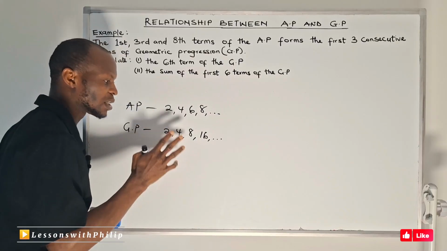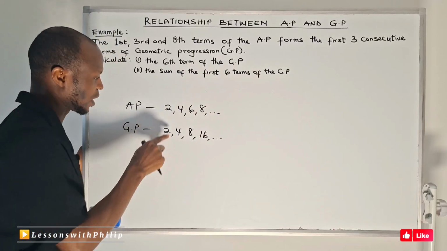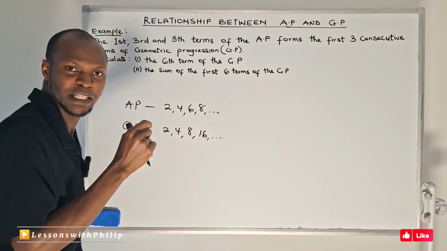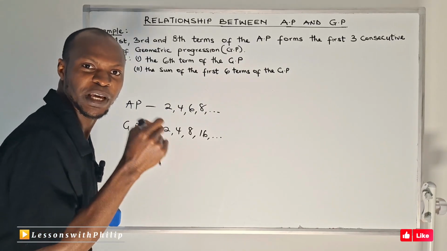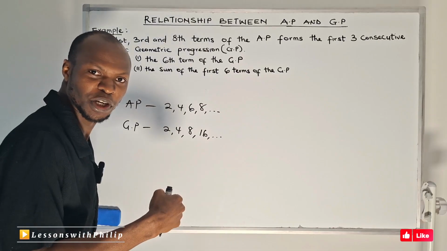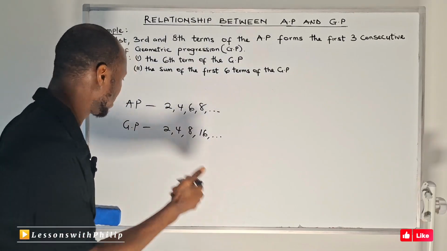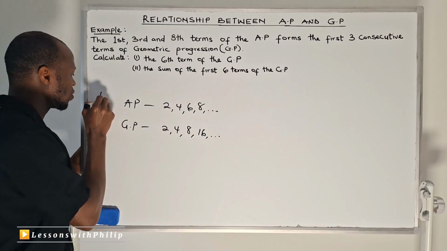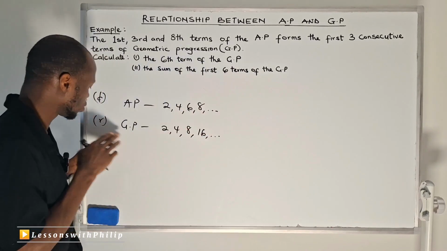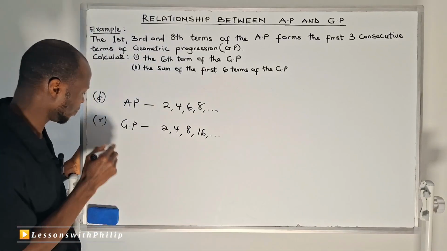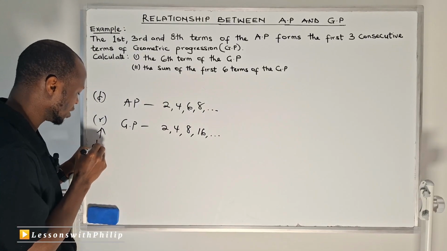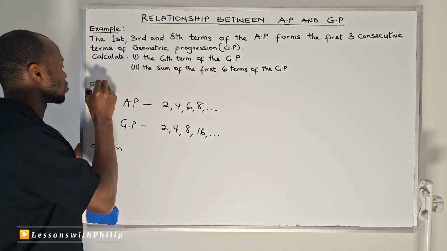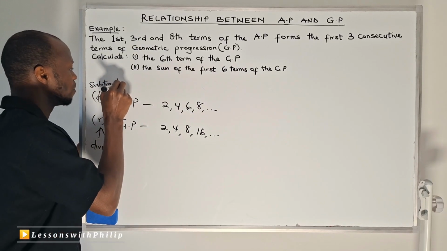Somebody may ask, how do I know that this is AP and this is GP? 4 minus 2 will give me 2. Don't forget, in an arithmetic progression we have a common difference, while in a geometric progression we have what? Common ratio. Geometric progression has a common ratio, arithmetic progression has a common difference. Difference means subtraction, ratio means division. Please take note.